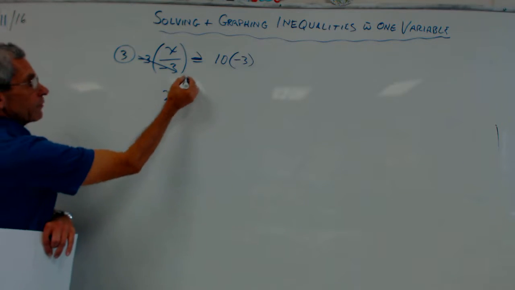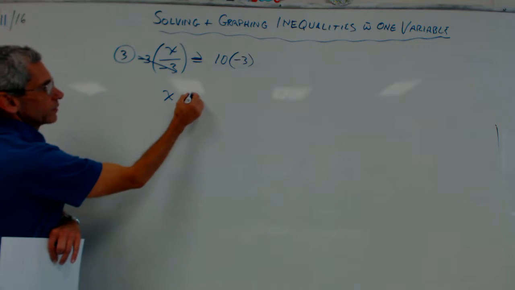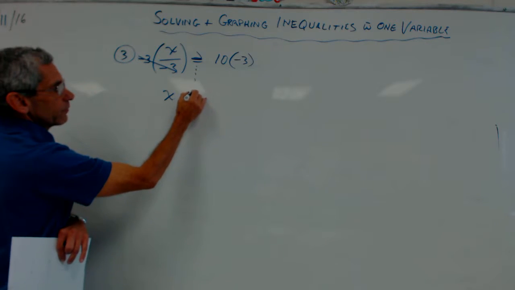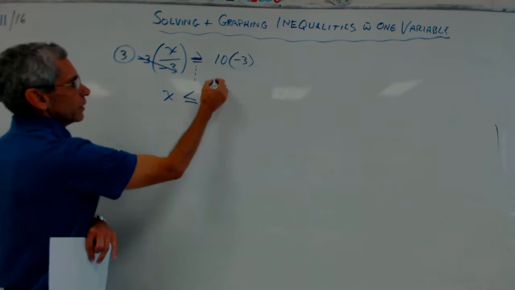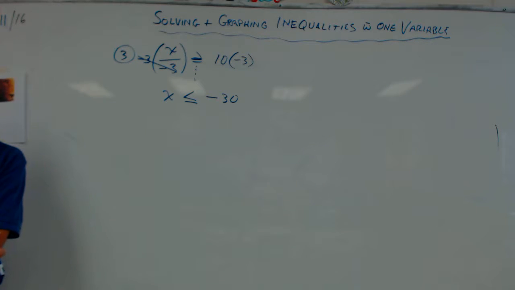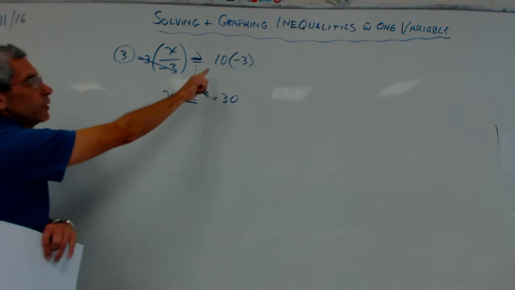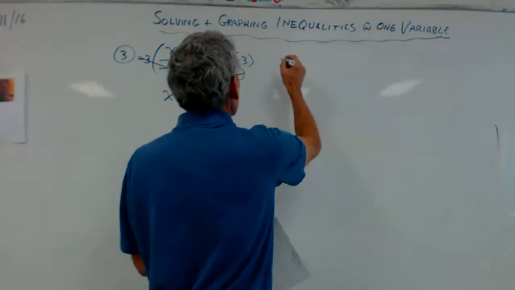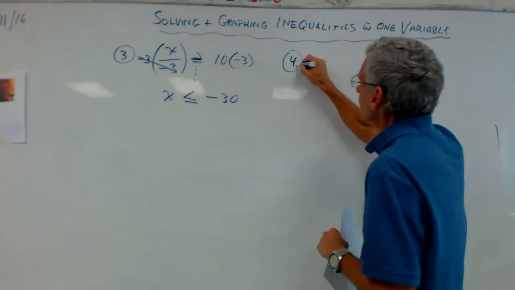All right, so now what do I have to do? I just multiplied by negative 3 on this side. What's the sign? This sign has to be flipped, so it's less than or equal to negative 30. Easy, right? Yes. It was easy. You just have to remember that little trick, and then it's easy. It's like no problem. Okay?